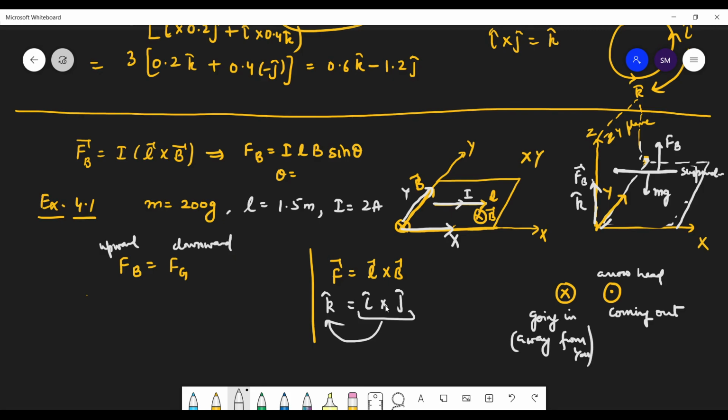And the angle between i and j, theta. So this gives me i and j, also gives me theta equals 90 degrees. And sine 90 is equal to 1. Okay. So theta is 90 degrees here, and this formula will become F_B equals ILB only. Okay.